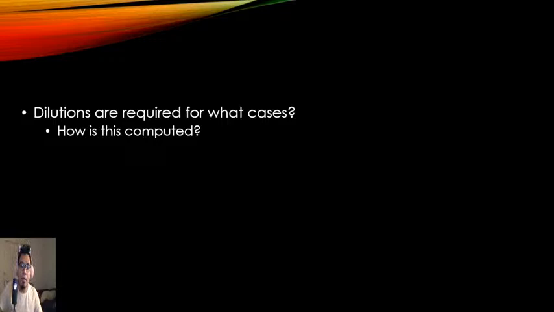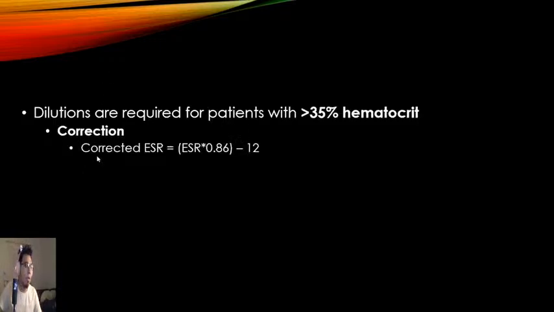All right, so if it's greater than 35% hematocrit, it's going to be corrected by using the corrected ESR formula: ESR result of the patient times 0.086 minus 12. So that's the correction, if you're doing dilutions for patients with greater than 35% hematocrit using the Westergren method.